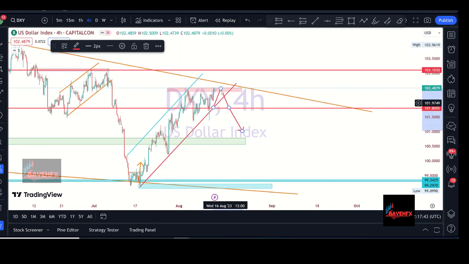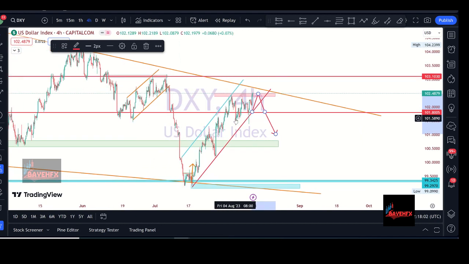to the upside. But if it fails, if it breaks out, then every other pair will become bearish, like the GBPUSD, and USDJPY will be buying, right? So that's just it for DXY. So we're going to move to the next pair.